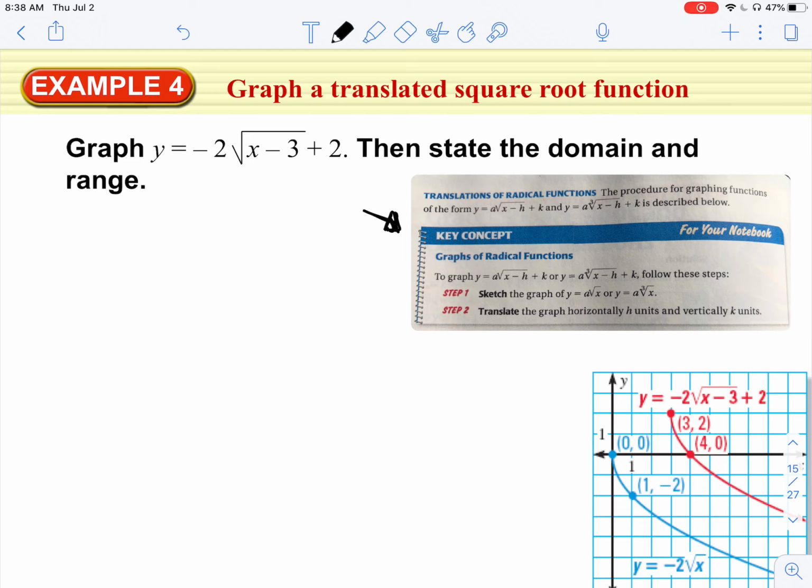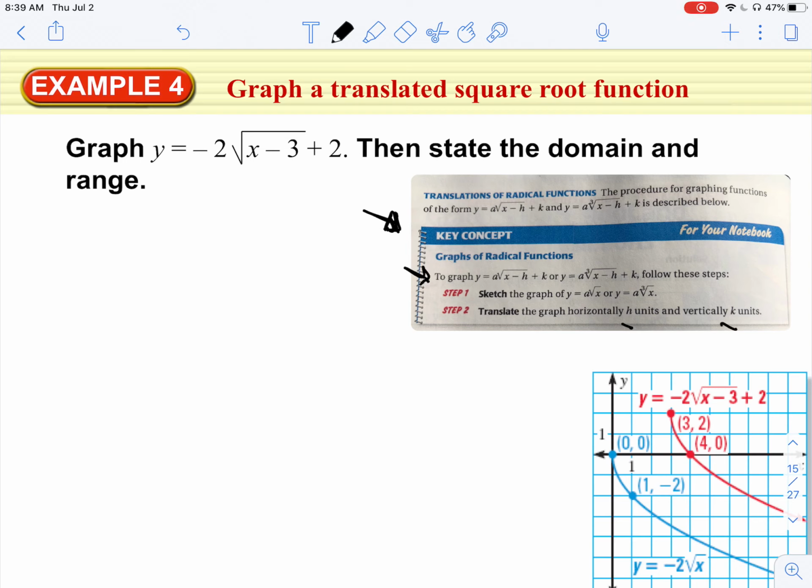This is important. It says translations of radical functions. The procedure for graphing functions of the form y equals a times the square root of x minus h plus k, and y equals a times the cube root of x minus h plus k is described below. To graph the square root one or the cube root one, follow these steps. First, just graph the parent function, which is a times the square root of x or cube root of x, and then we translate it horizontally h units or vertically k units, just like with the other functions we've been working with.